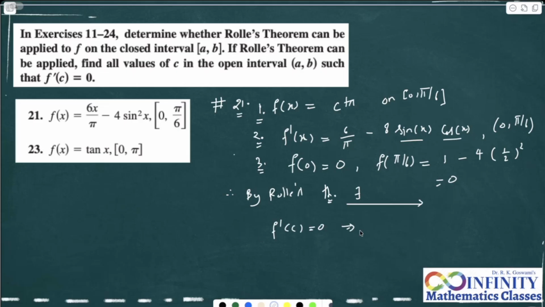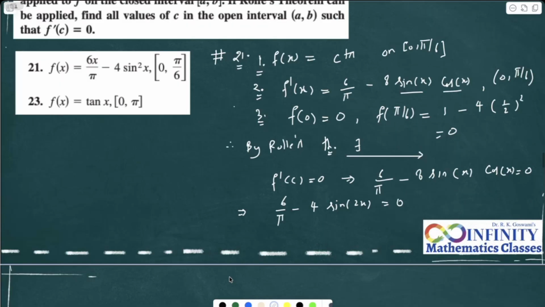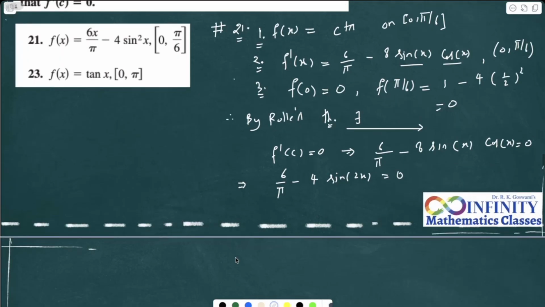So you have the derivative in hand: 6 upon pi minus 8 sin x cos x is going to be 0. Can you please help me in solving this statement? It is 6 upon pi minus 8 sin x cos x. I'm just giving you a hint. I can rewrite it as 4 sin 2x, since sin x cos x is going to be sine of 2x, so 6 upon pi minus 4 sin 2x equals 0. Now make use of this relation. What should be the value of x?